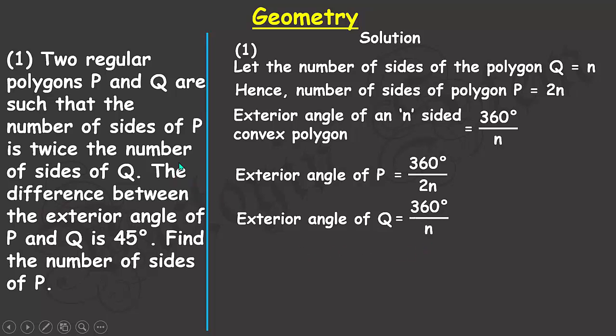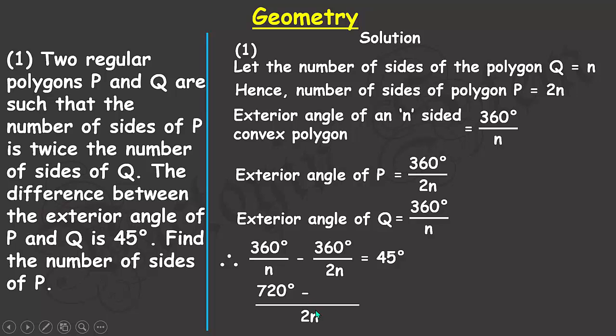Now to the second statement, the difference between the exterior angle of P and Q is 45 degrees. So the exterior angle of Q, 360 degrees divided by n, minus the exterior angle of P, 360 degrees divided by 2n, equals 45 degrees. The LCM of n and 2n is 2n. 2n divided by n, I'll be left with n. n times 360 is 720 degrees. Minus 2n divided by 2n is 1. 1 times 360 degrees equals 360 degrees. And then the fraction boils down to 45 degrees as stated in the question.